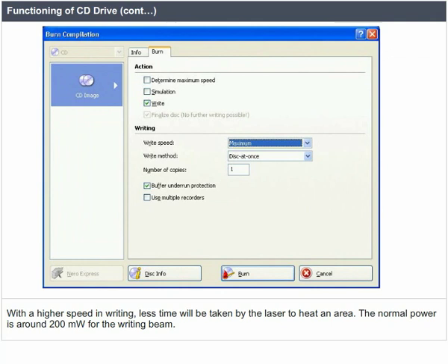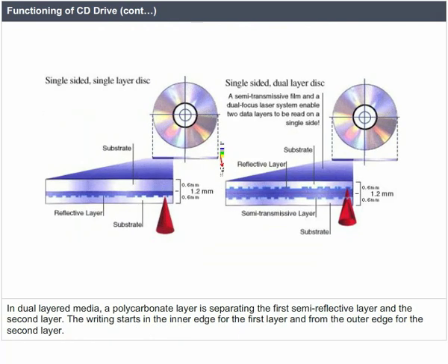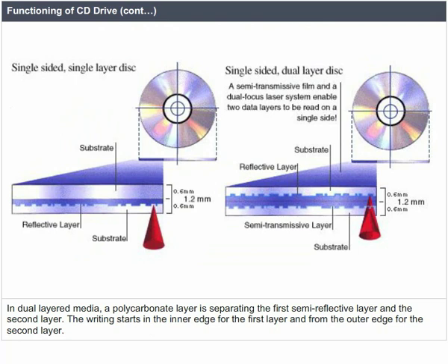In rewritable disks, instead of a dye layer, the crystalline metal complex used to cover the disk is melted with a laser beam. The lands and pits on the metal alloy layer differ based on the extent the beam is exposed and can cause greater reflectivity. In dual-layered media, a polycarbonate layer separates the first semi-reflective layer and the second layer. The writing starts from the inner edge for the first layer and from the outer edge for the second layer.